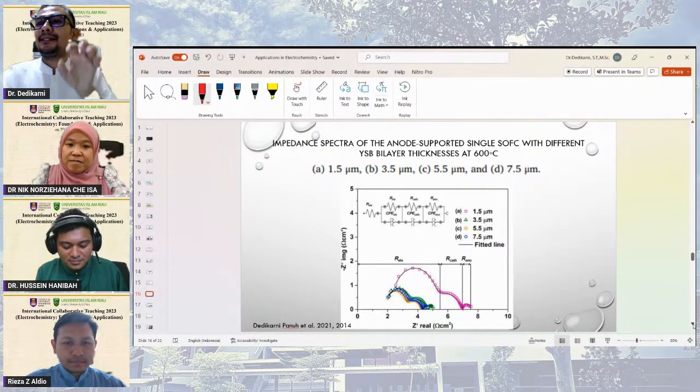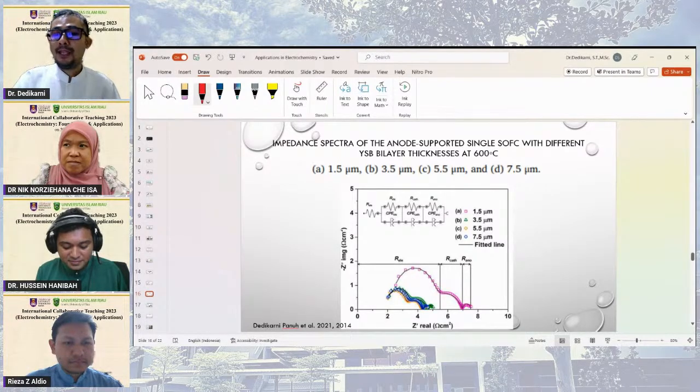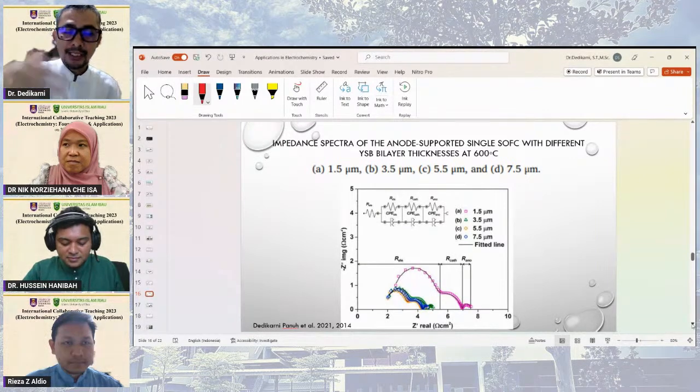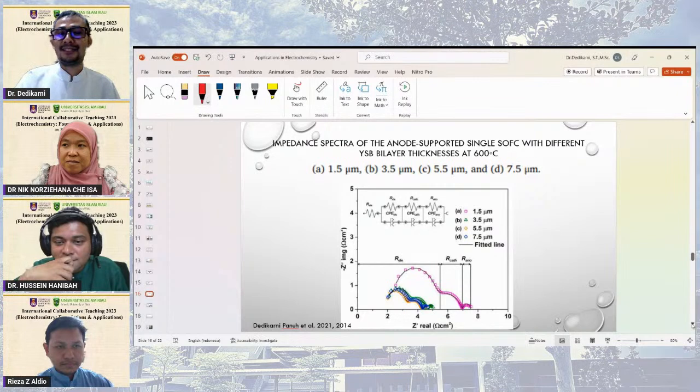You make this single cell, and then if you want to increase the performance, maybe you can research again. This is research.